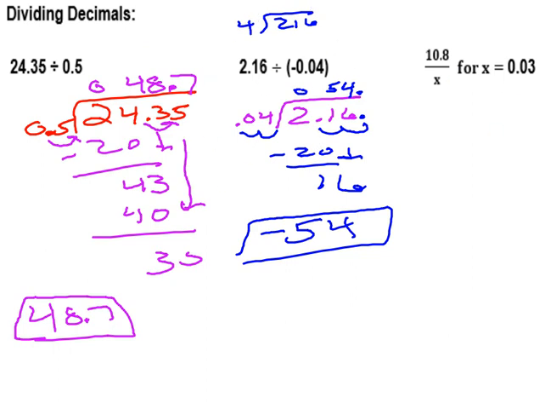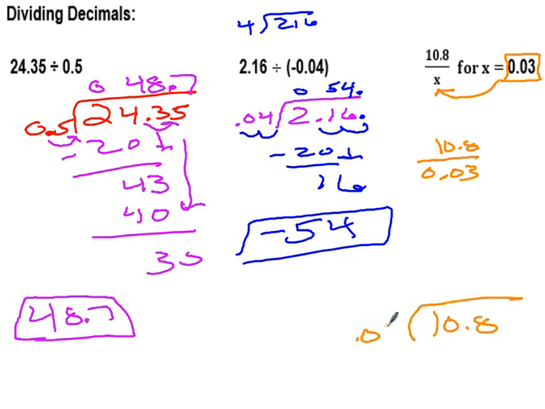Now finally on this one right here, I want you to do substitution first. So I would actually plug in this value in for x here. So we're just taking this number, because if we're saying x is 0.03, I'm going to replace that x with 0.03. So this is really 10.8 over 0.03. And whenever we write a fraction like this, this fraction means division. So this is really 10.8 divided by 0.03.